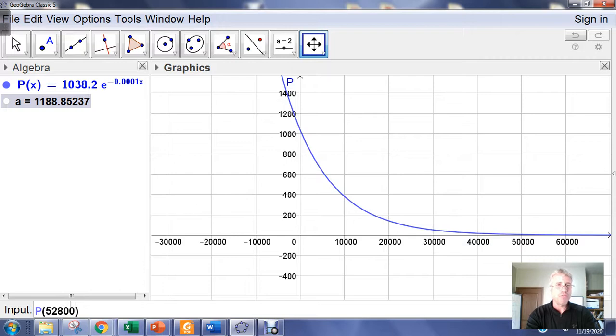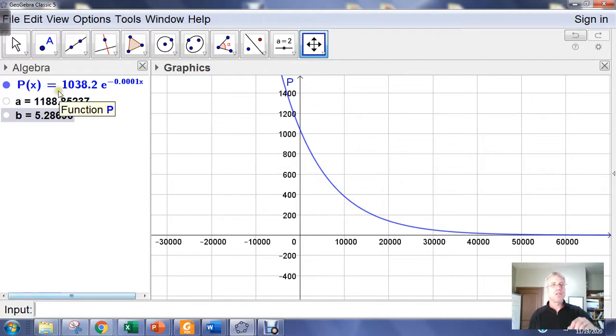And then if we went 10 miles up, that's going to be 52,800 feet, because there are 5,280 feet in a mile. So I plug that number in the input bar into my function, and I can see that I would expect about 5.3 millibars of air pressure.